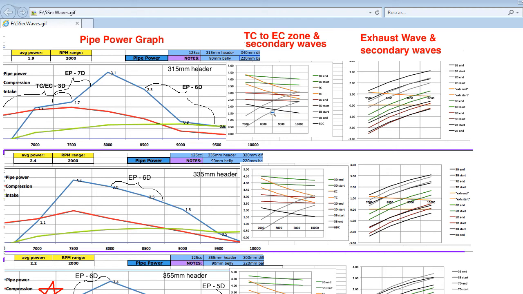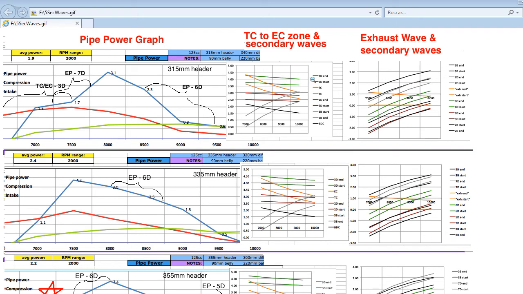So what it's showing is that zone, which is when there's a positive pressure there, it benefits pipe power. So you hope to have the baffle wave happening during that zone. And when that pressure is reduced, or even becomes negative, it kills the power. So what we have here, and the green right here, is the 3D wave.